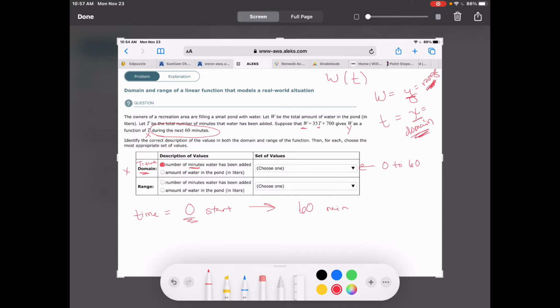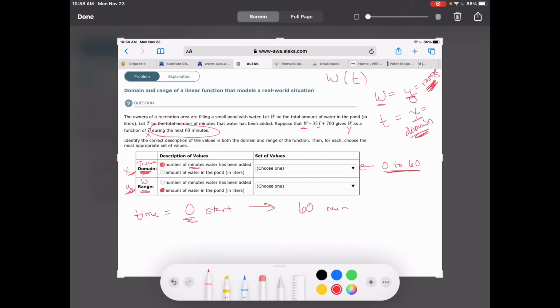And the reality of it, we don't have negative time, right? And we're not going to keep filling it past 60 minutes. So that's what we want to identify as just what's really happening here. Okay, so now we're going to talk about the range. And remember I told you the range is Y, which in this case is W, and W is the total amount of water. So if I look at the choices here, the number of minutes water has been added, or the amount of water in liters, it's the amount of water in liters. So see how domain refers to this variable and range refers to this variable.